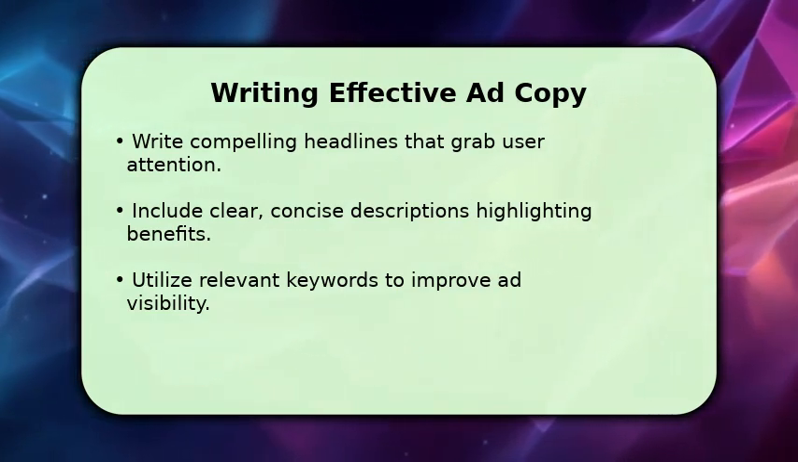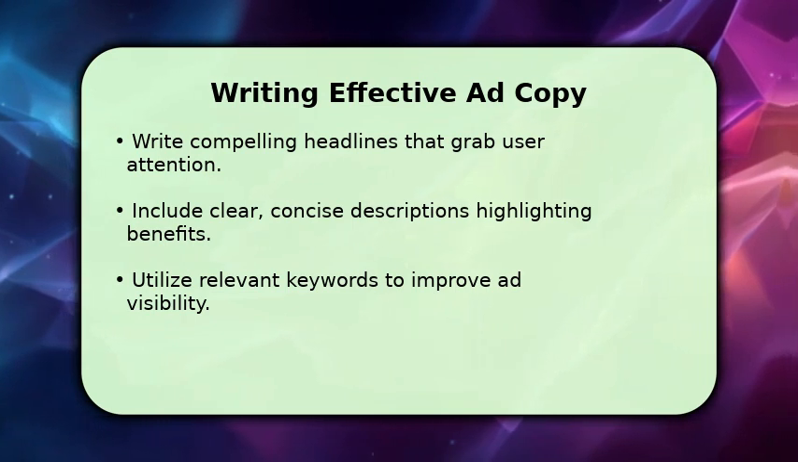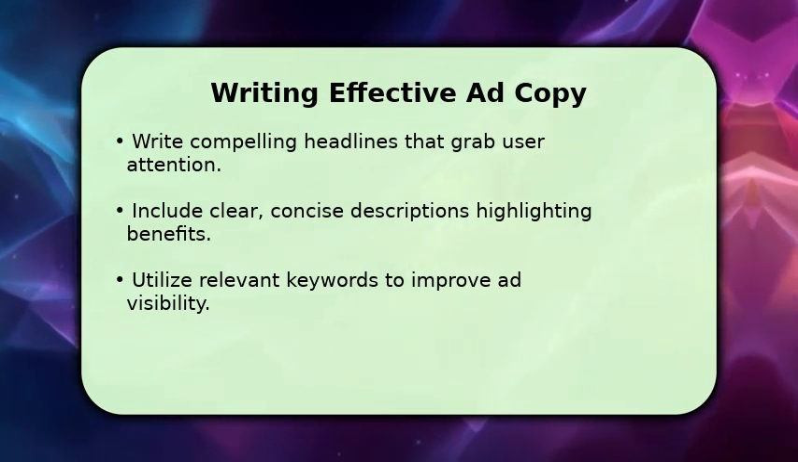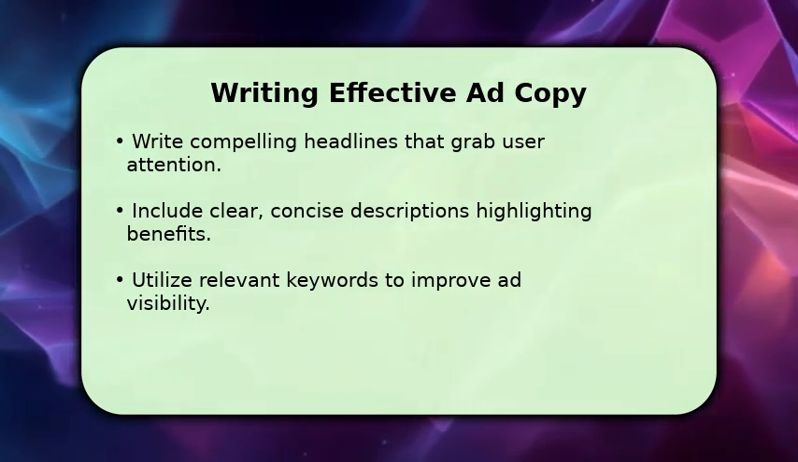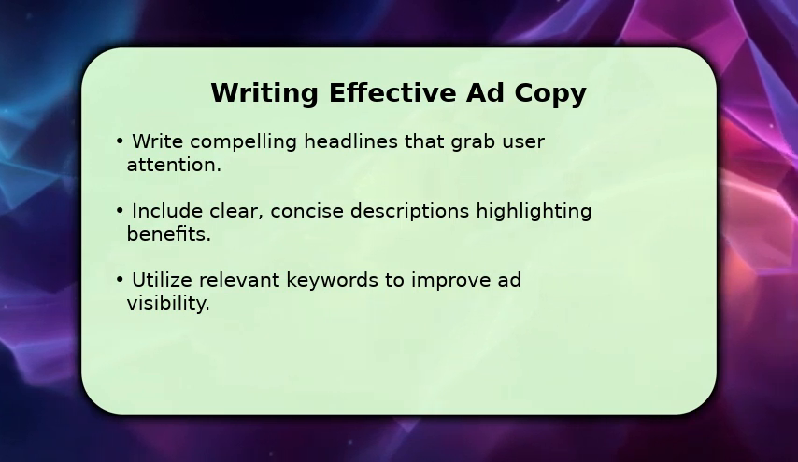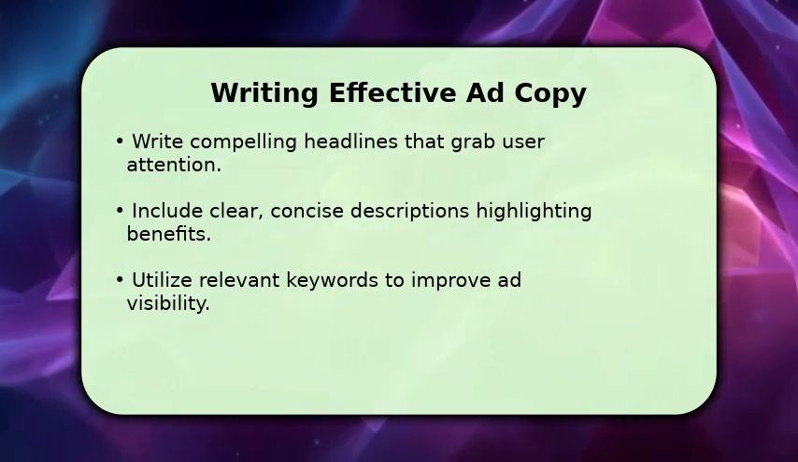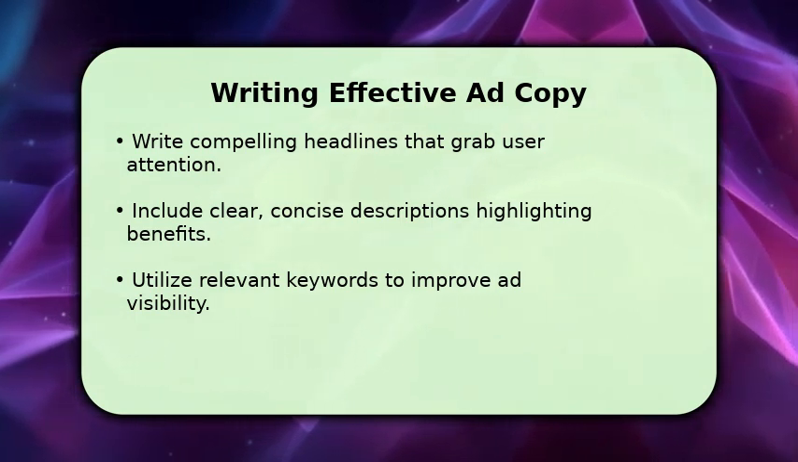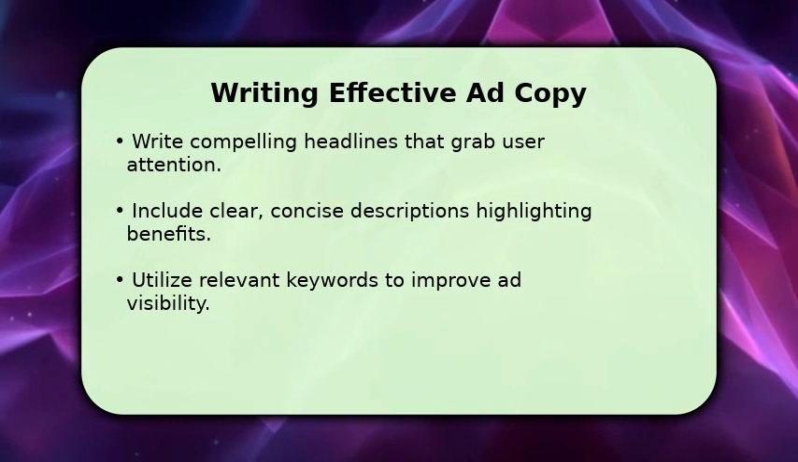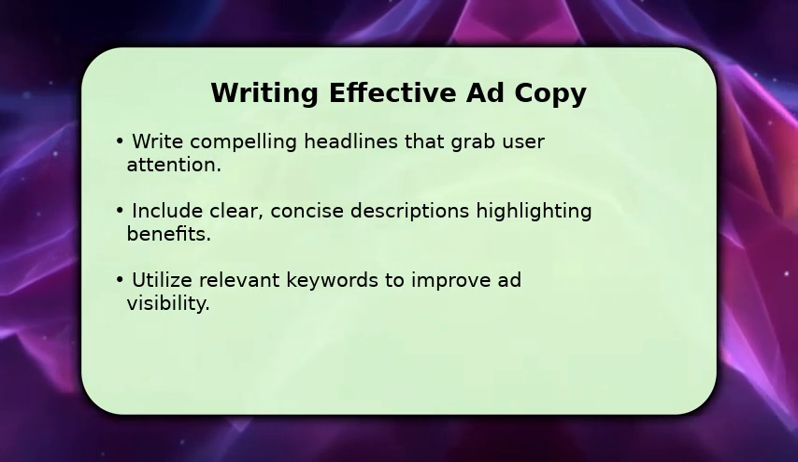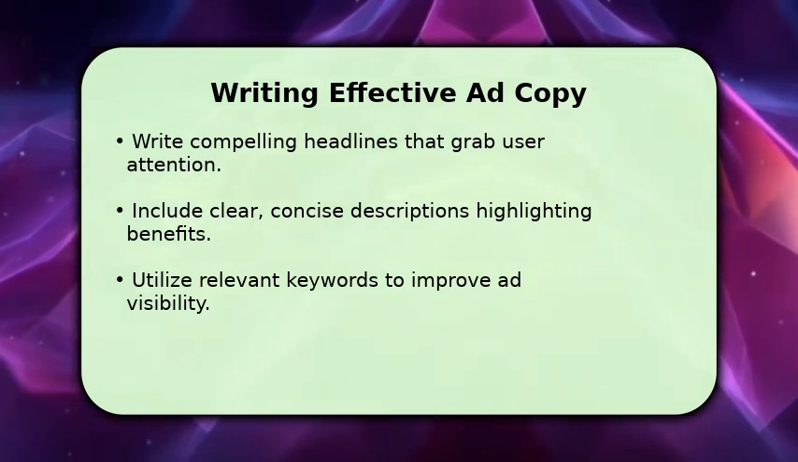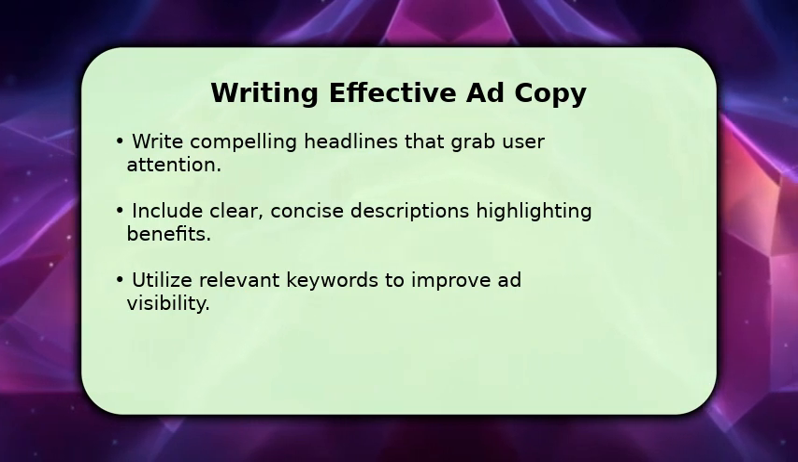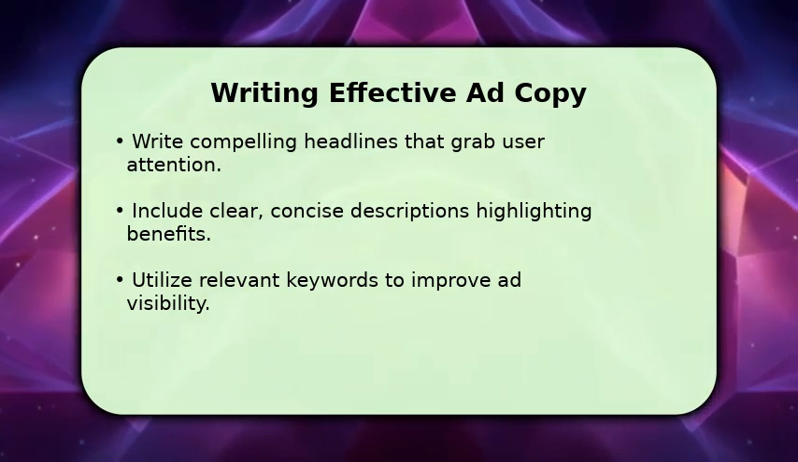Your headlines are crucial. Aim for 3 to 5 compelling options that immediately capture user attention. Follow this with 2 clear and concise descriptions, each up to 90 characters, highlighting your unique selling propositions. Remember to incorporate relevant keywords throughout your ad text to ensure it appears for the right searches. This step is vital for attracting potential customers.